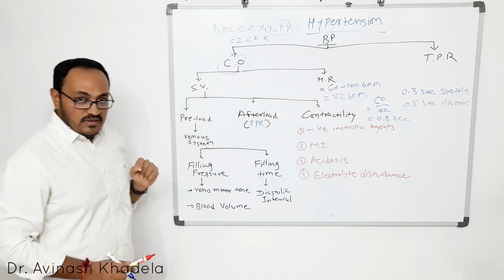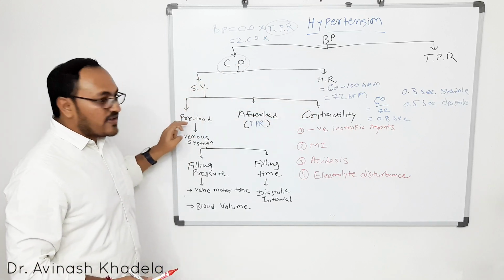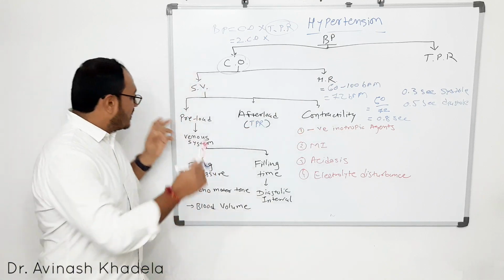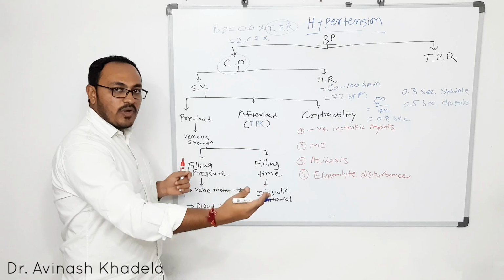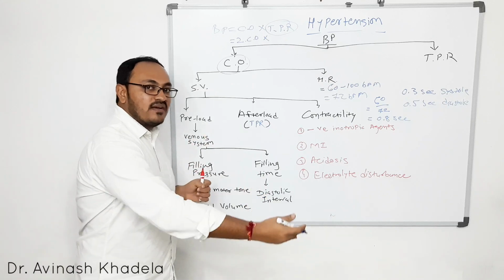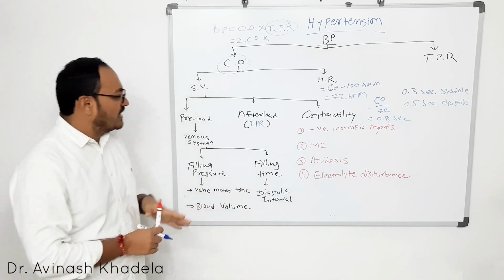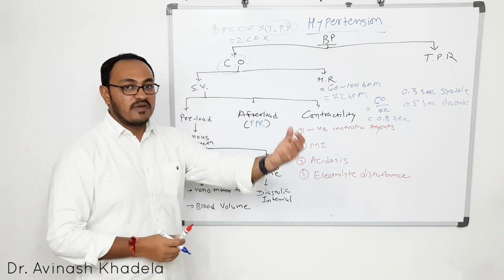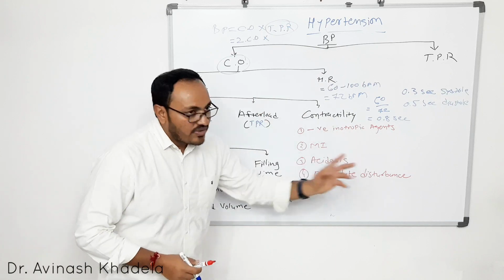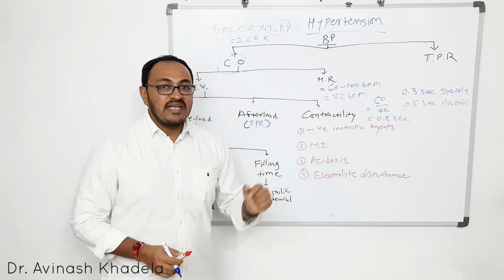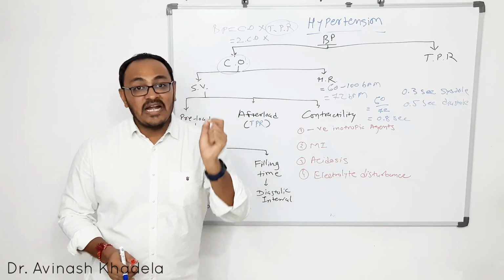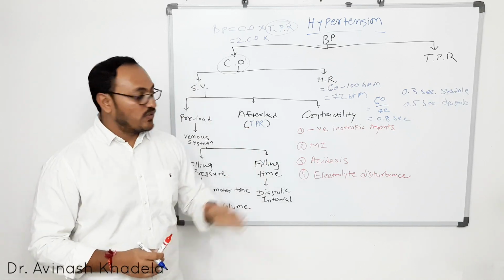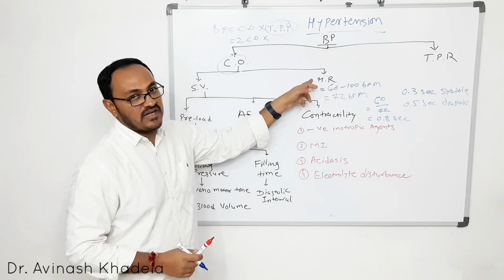Coming to the stroke volume. Stroke volume depends on preload, afterload, and contractility. We understood the preload. Preload is end diastolic volume, the volume present inside the ventricle just before contraction. Afterload is resistance offered by the arterioles against the blood flow coming from the major systemic artery. Contractility is the ability of the cardiac wall to contract and push the blood. So this contractility is different from the heart rate.